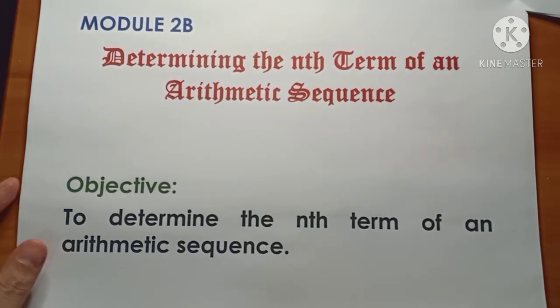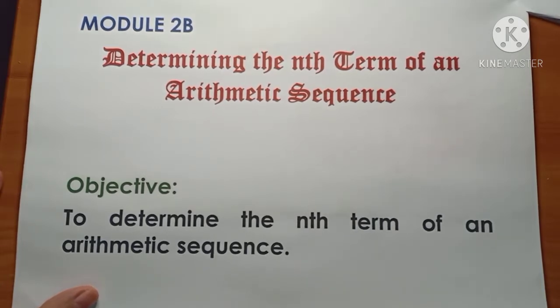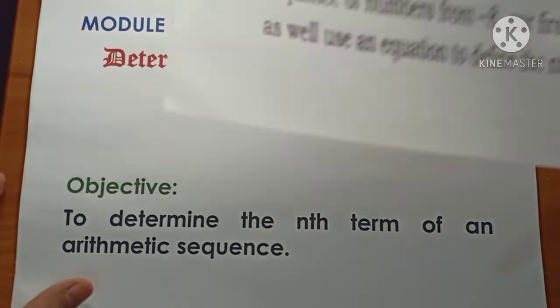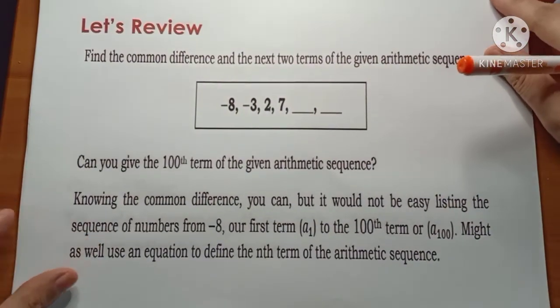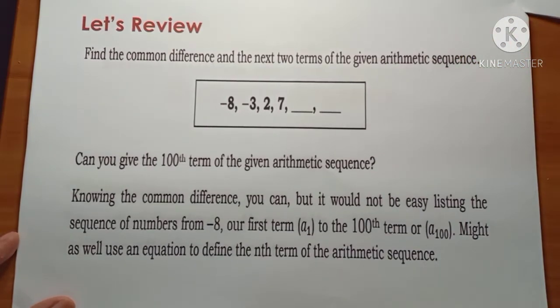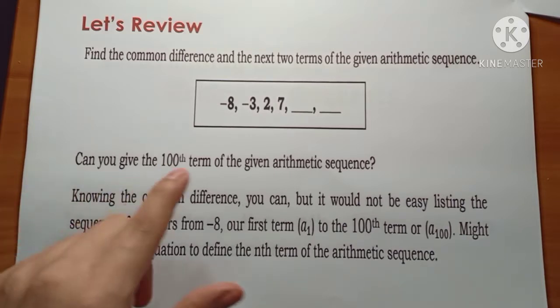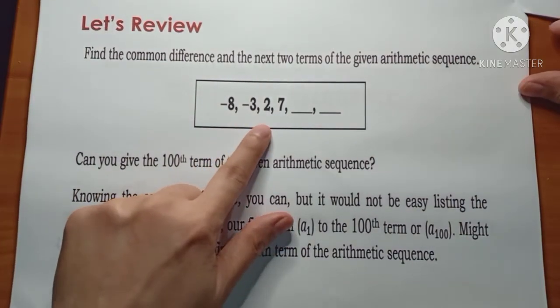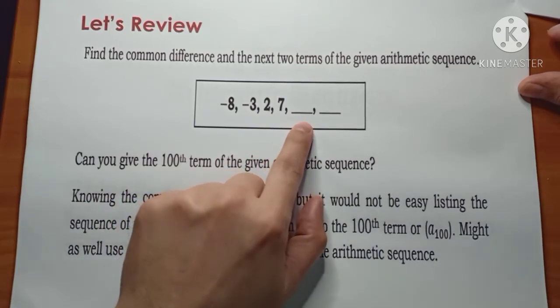Ang topic natin ngayong araw na ito ay ang Module 2B, which is determining the nth term of an arithmetic sequence. So, ang objective natin ngayon is to determine the nth term of an arithmetic sequence. So, before we proceed, mag-review muna tayo. Sa review natin, we have to find the common difference and the next two terms of the given arithmetic sequence. So, we have -8, -3, 2, 7, and then hanapin natin yung next two terms.